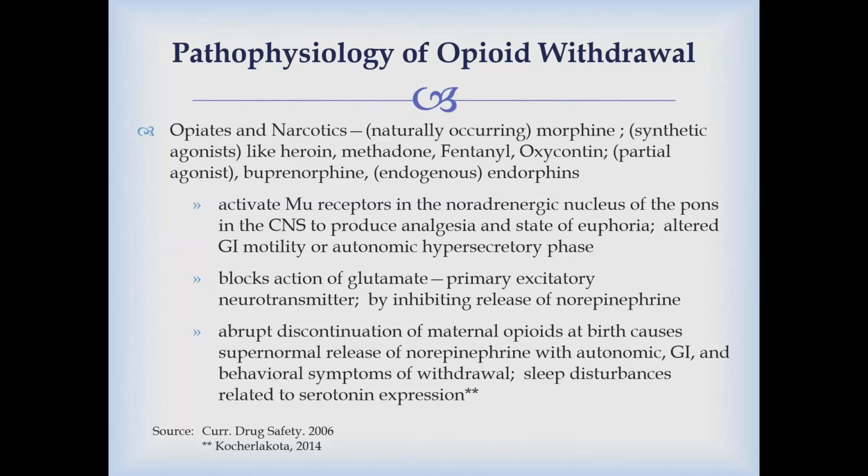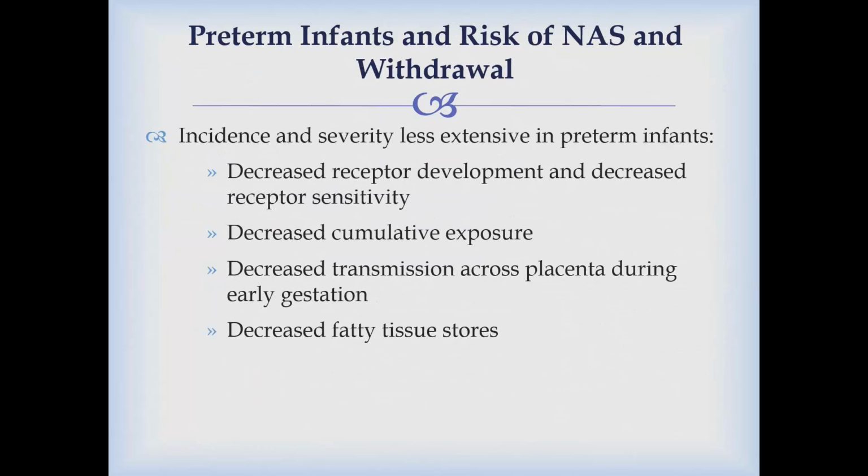These opioids act to block the action of glutamate and inhibit the release of norepinephrine. With abrupt discontinuation of maternal opioids at birth, we see a supernormal release of norepinephrine with autonomic, GI, and behavioral disturbances such as sleep deprivation, significant self-stimulation patterns, alterations with feeding, and hypermetabolic states, as much as you are seeing in your full-term infants.